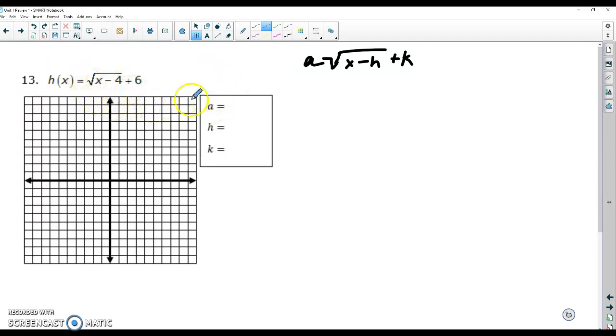So A, it looks like it's blank, but it's actually a 1. H is on the inside, but it's always the opposite. So this is actually going to be a +4. And then K is at the end, so that's going to be a 6.